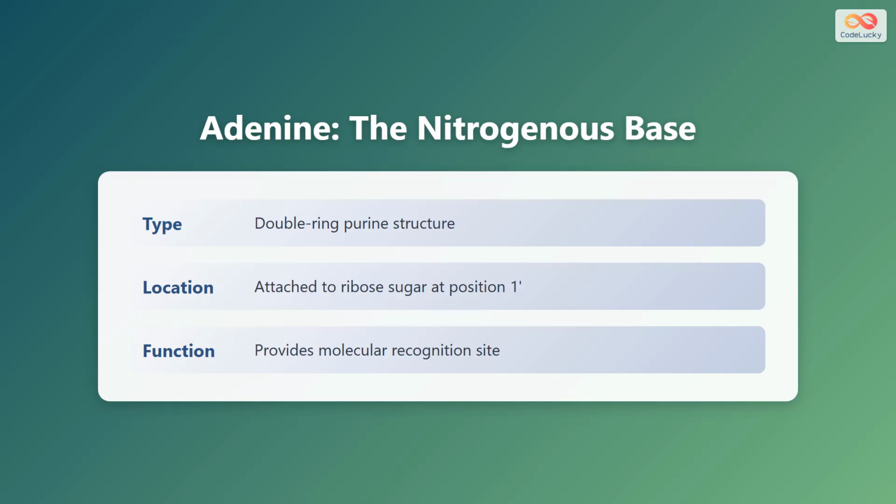Adenine is a purine base, meaning it has a double-ring structure made up of carbon and nitrogen atoms. This double-ring configuration distinguishes purines from pyrimidines, which have only a single ring. Adenine attaches to the ribose sugar at a specific location called the 1' position. This connection point is crucial for maintaining the molecule's stability. Beyond providing structural support, adenine serves as a molecular recognition site, allowing enzymes and other proteins to identify and interact with ATP specifically. This recognition is essential for the molecule's role in countless biochemical reactions.